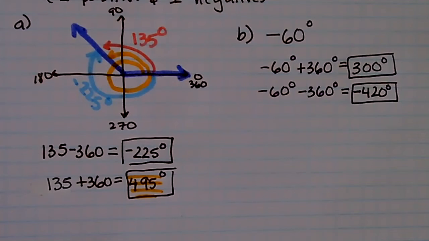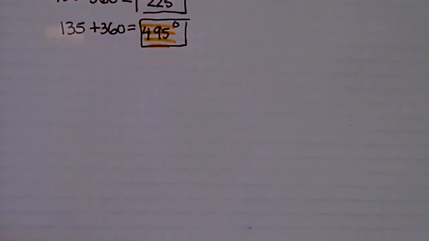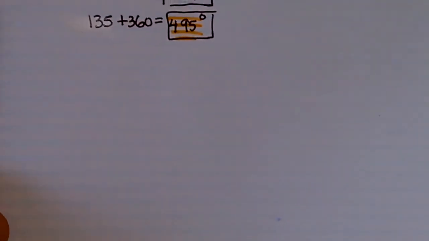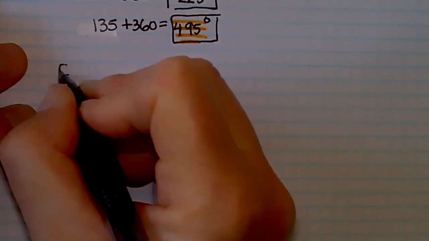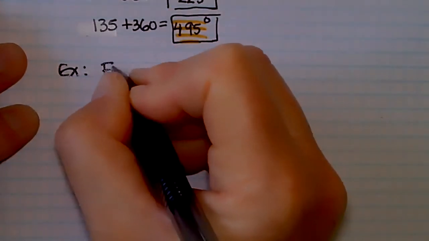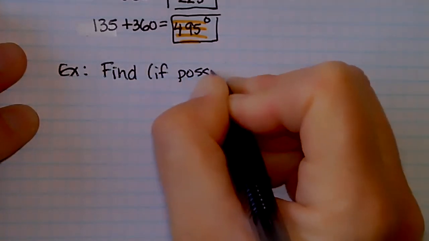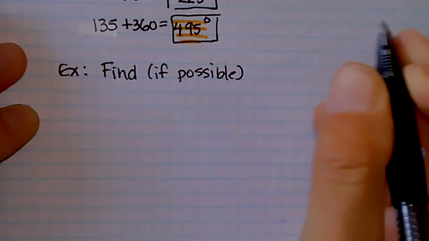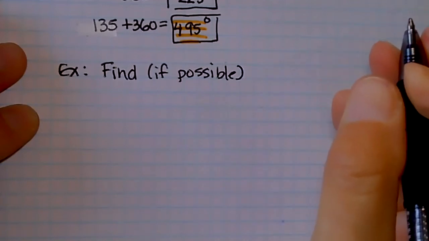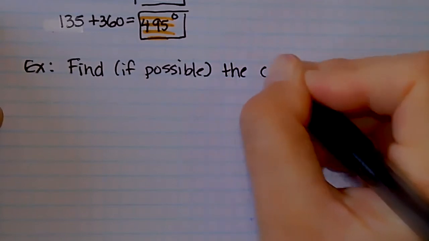Now, the next idea that you guys are going to be asked to do is going to be dealing with complementary and supplementary angles. So let's try an example like that. So let's say they ask us to find, if possible, because sometimes it's not possible, the complement and the supplement of the following. Okay, the complement and the supplement.